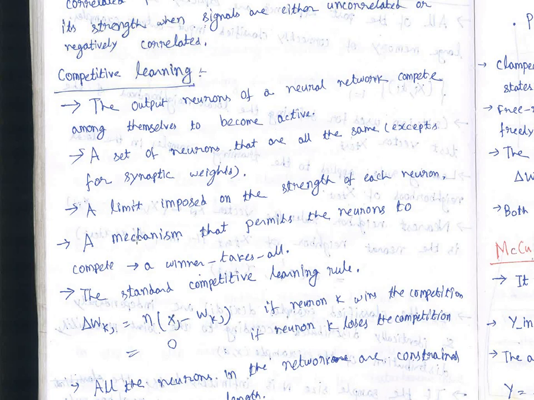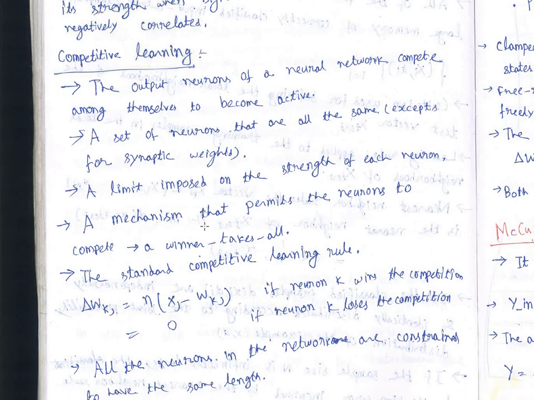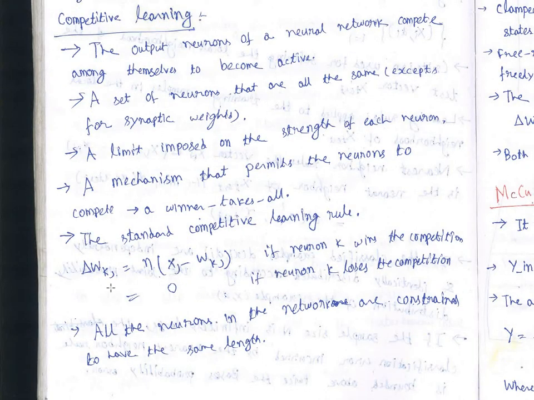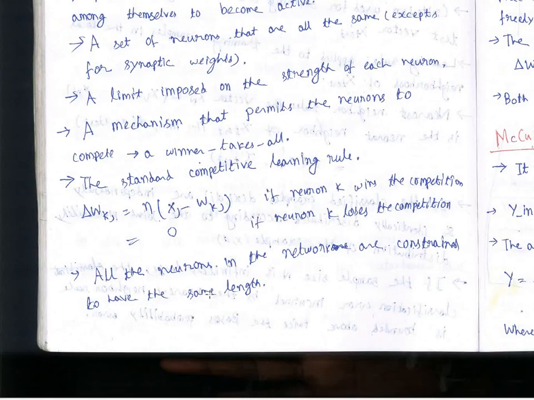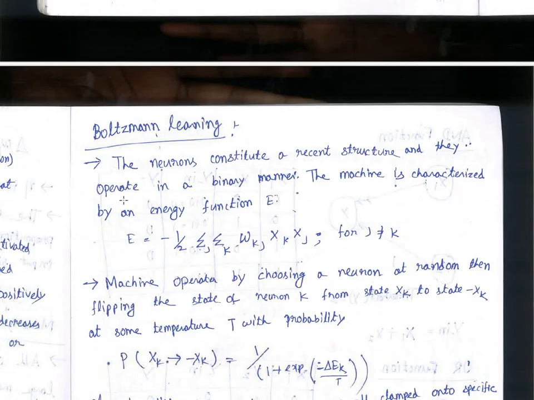Competitive learning. The output neurons of a neural network compete among themselves to become active. A limit is imposed on the strength of each neuron. The change in weight delta w_kj is eta times (x_j minus w_kj) if neuron k wins the competition, and 0 if neuron k loses the competition.